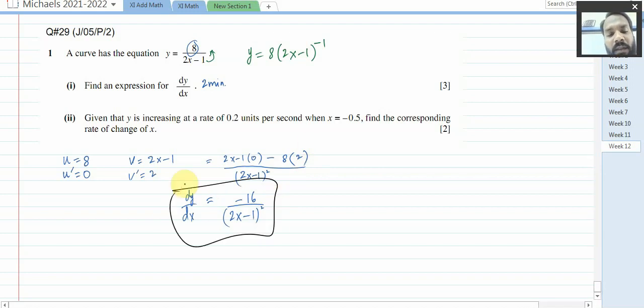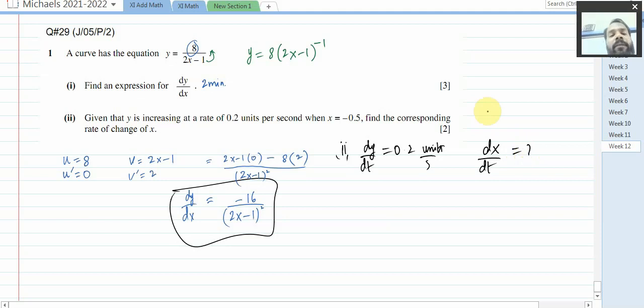For the next part, again it is a chain rule, and it says, given that y is increasing at a rate of 0.2 units per second, that means its dy over dt is 0.2 units per second, right? That is given. When x is minus 0.5, find the corresponding rate of change of x. So what you need to find out? You need to find out dx upon dt.